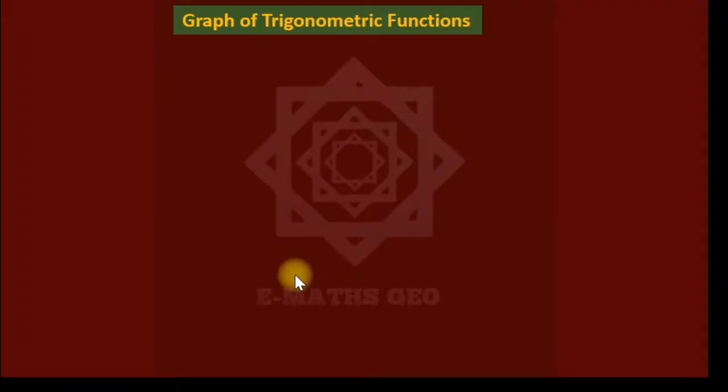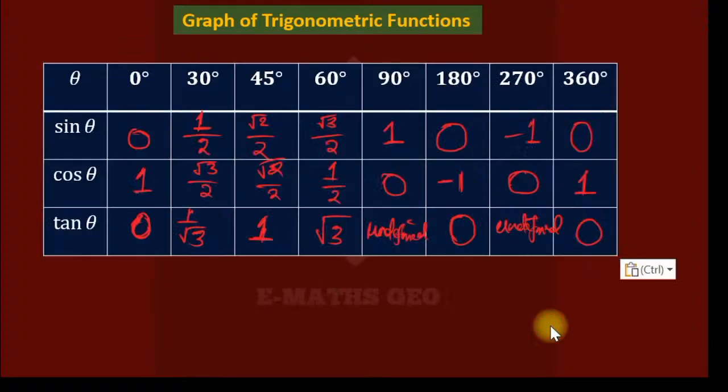Welcome back. We'll look at the graphs of trigonometric functions. As we have known, we have 6 trig functions, and now we're going to look at how to sketch their graphs. What will help us to sketch the graph is the table of special angles that we did in our former class. It will help us to sketch the 6 trig functions.